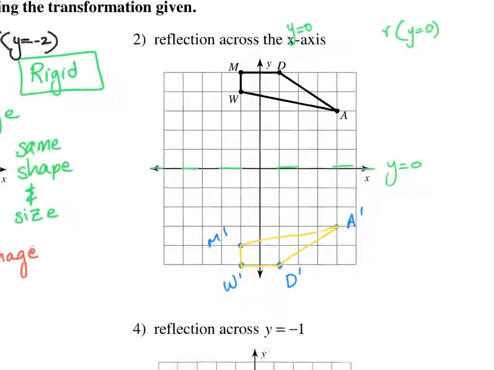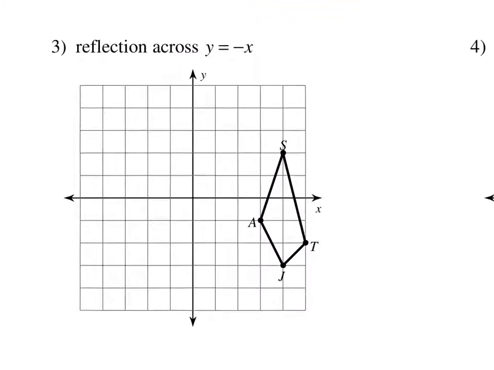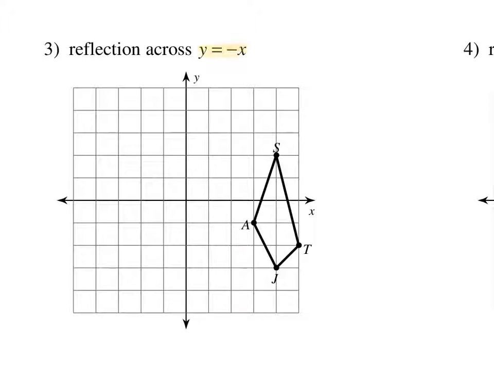Now let's move on to number 3. Now reflection across y equals -x. Now the y equals -x is a decreasing line that has the origin as one of its points, and then the slope is 1, so it goes up 1 and over 1. So every time they tell you y equals -x, the line does not change. So you start with the origin, go up 1 over 1. So that's the line.